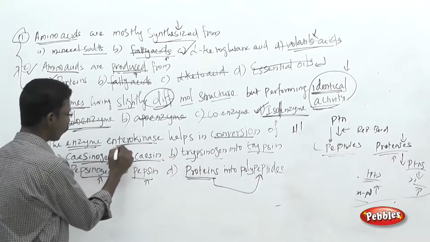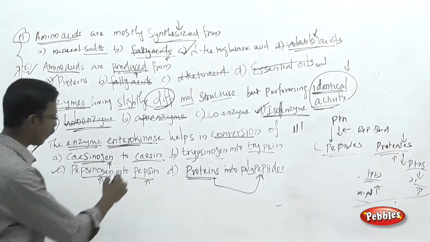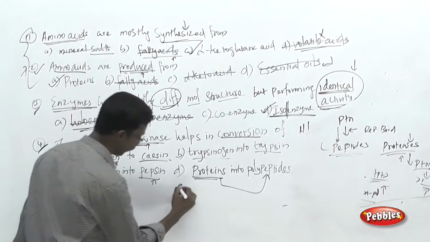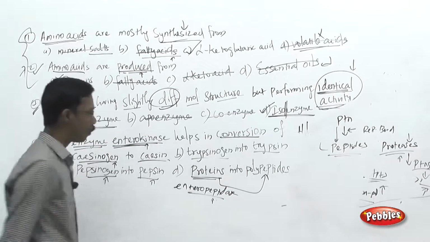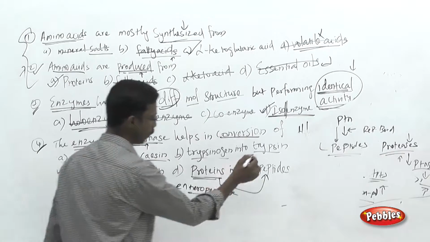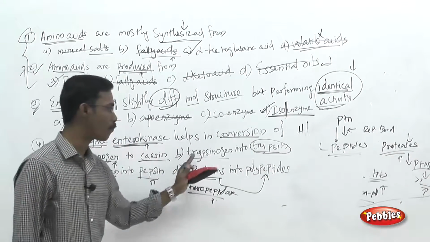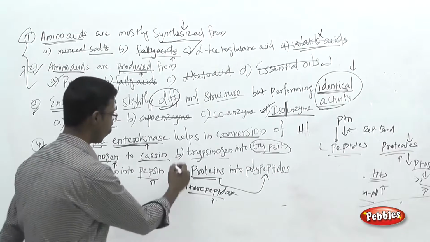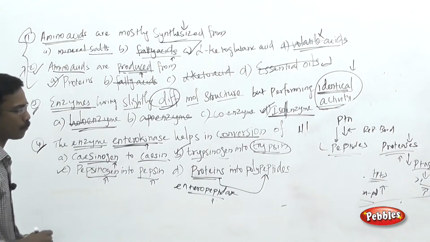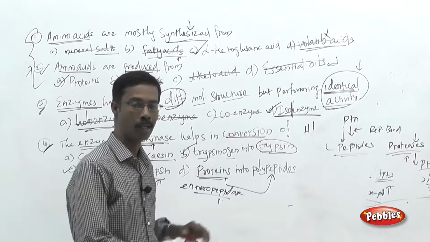But the question over here is enterokinase. Another term for enterokinase is enteropeptidase. Enterokinase and enteropeptidase are always related with trypsin. They are involved in the conversion of trypsinogen into trypsin. So the choice over here is the second one, trypsinogen into trypsin. These are the questions you can expect from the amino acid segment and the enzymes.